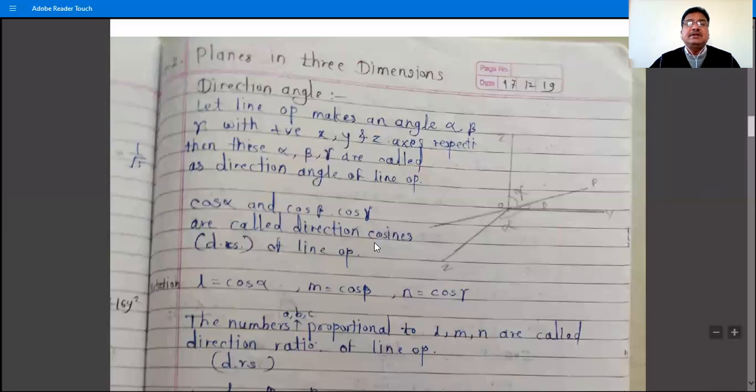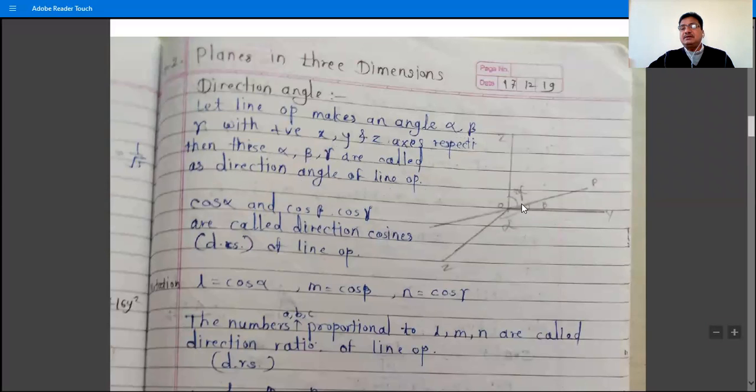Next chapter is planes in three dimensions. First is direction angle. Let line OP make an angle alpha, beta and gamma with positive x, y, z axis respectively. Then alpha, beta, gamma are called direction angles of that line OP.